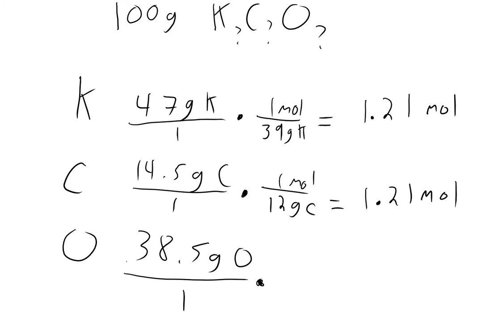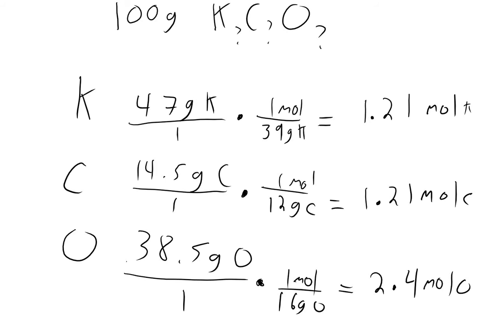And now we look at oxygen, which is 16 grams of oxygen for every 1 mole of oxygen. And when we divide 38.5 by 16, we get 2.4 moles of oxygen, right? And this was carbon, and then this is potassium.